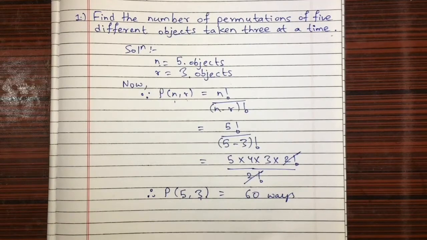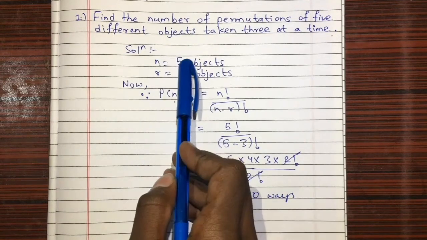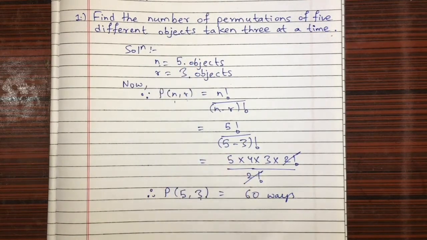After we plug in the values, n equal to 5 and r equal to 3, we get P(5, 3) equal to 60 ways, or the permutation of 5 objects taken 3 at a time is equal to 60 ways. In other words, we can permute 3 objects out of 5 different objects in altogether 60 different ways.